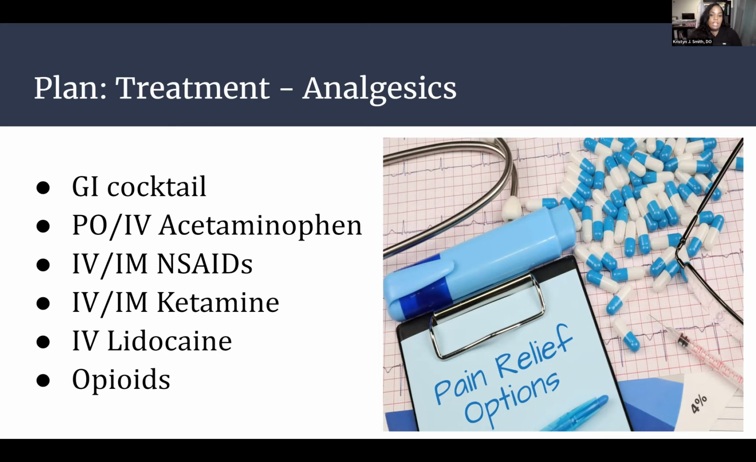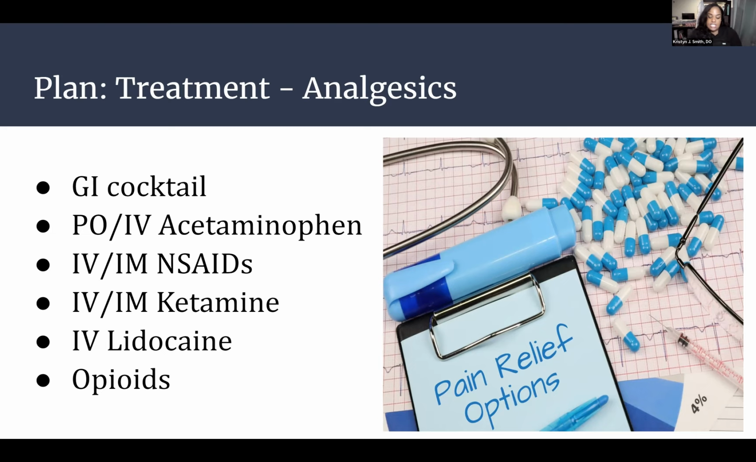Some departments now have IV acetaminophen. If a patient is tolerating food by mouth, or solids, then you can give PO Tylenol as well. You want to also consider IV or IM NSAIDs, IV or IM ketamine. A lot of facilities are now allowing ketamine for pain control, and it is very effective. And then in nephrolithiasis, IV lidocaine has a lot of good effectiveness as well.